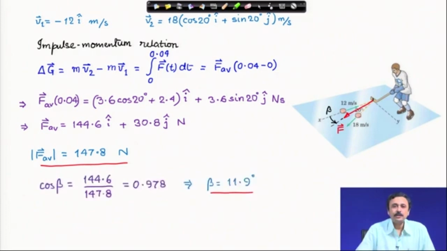And you can easily calculate the direction of that force, because we know the average force vector, and therefore, I can calculate this value beta. Cosine beta will be nothing but the x component of the force divided by the magnitude of the force. X component is 144.6 by magnitude of the force 147.8, turns out to be 0.978, and from here you can calculate beta as 11.9 degree. So, the average force vector has acted at this angle.